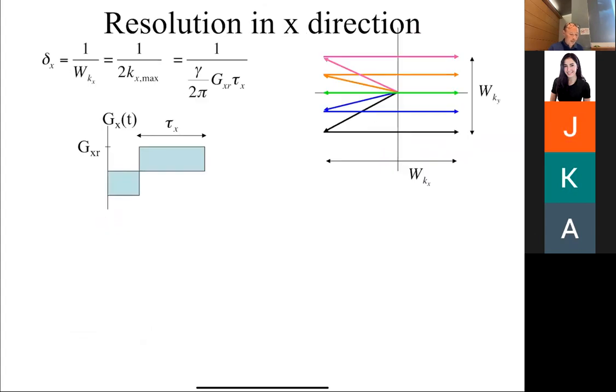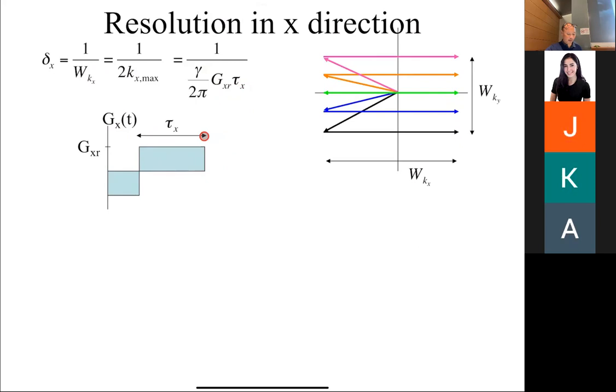Okay, so let's now look at resolution in the X direction. Remember, if I've been given a resolution, that tells me how to make my W parameter, my width parameter. The width is equal to 2 times KX max, which is my maximum frequency. This width is just gamma over 2 pi GXR times the total length of this waveform, because this waveform takes me all the way from here to there.